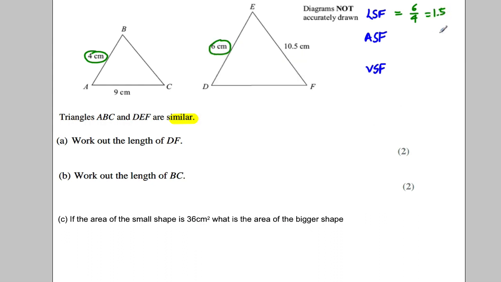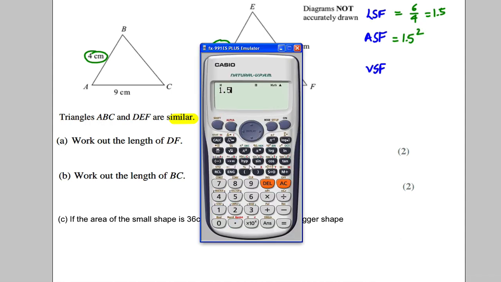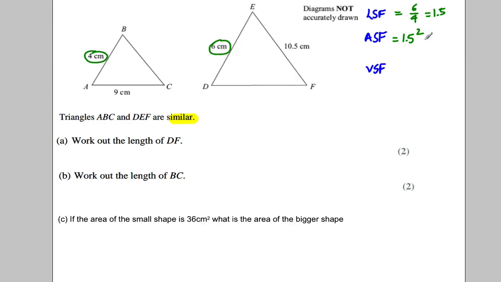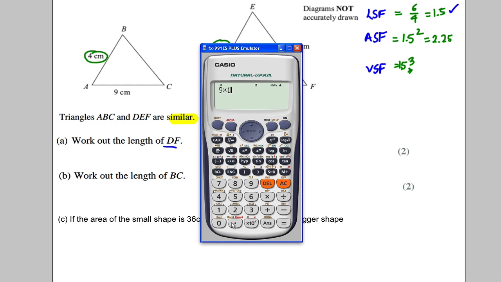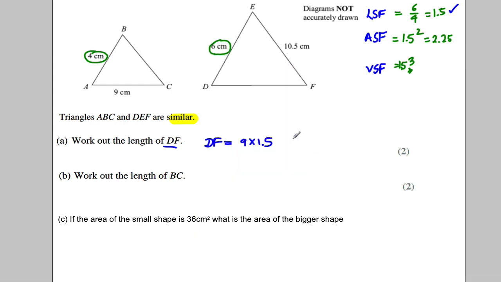So it's 1.5. Therefore, the area scale factor is 1.5 squared. So 1.5 squared, which is 2.25. You don't need the volume scale factor, but obviously it would be 1.5 cubed. But we're not going to need it in this question. There's no volume asked. We're asked to work out the length of DF. That's the big one. We're going from small to big, so we're going to multiply by 1.5. So DF is going to equal 9 multiplied by 1.5. Calculator out, 9 multiplied by 1.5, we get ourselves 13.5 centimetres.